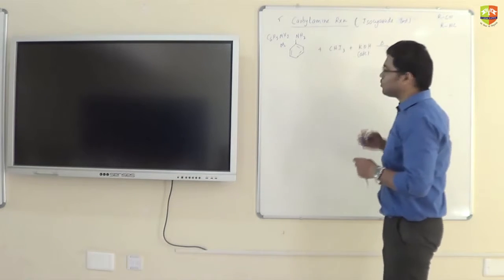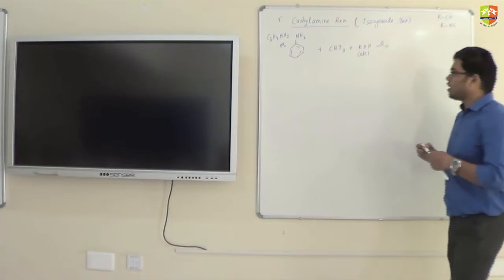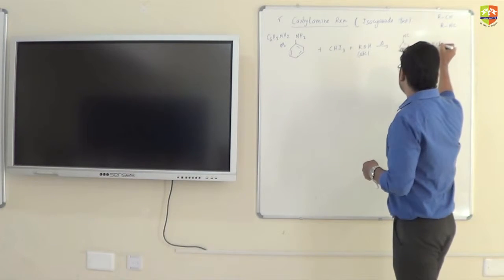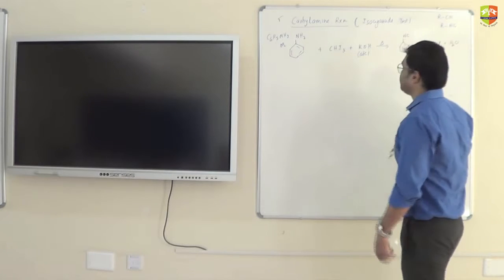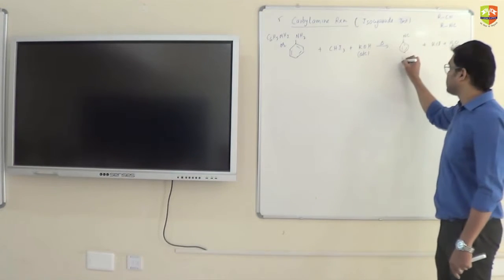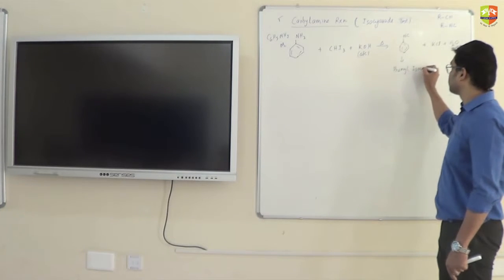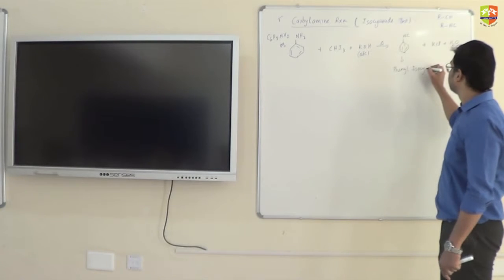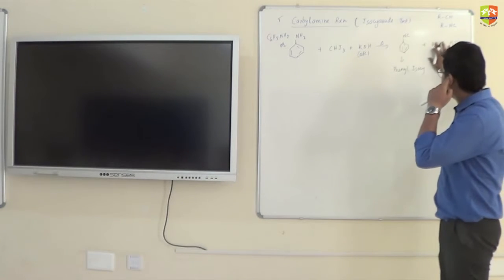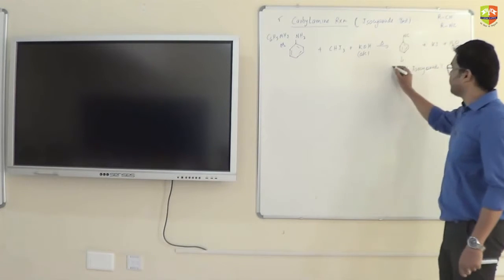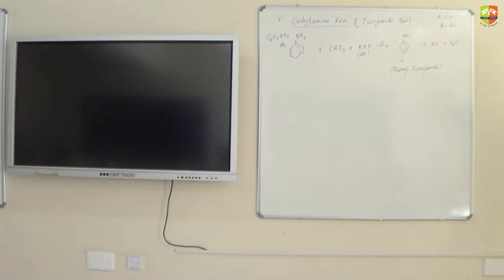So in this reaction, isocyanide forms. Okay? And the isocyanide will be the benzene ring attached with NC, plus KCl plus H2O. And this we call phenyl isocyanide. So what would it be? KCl. Phenyl isocyanide. So formation of phenyl isocyanide takes place, that's why we call it the isocyanide test. Okay?